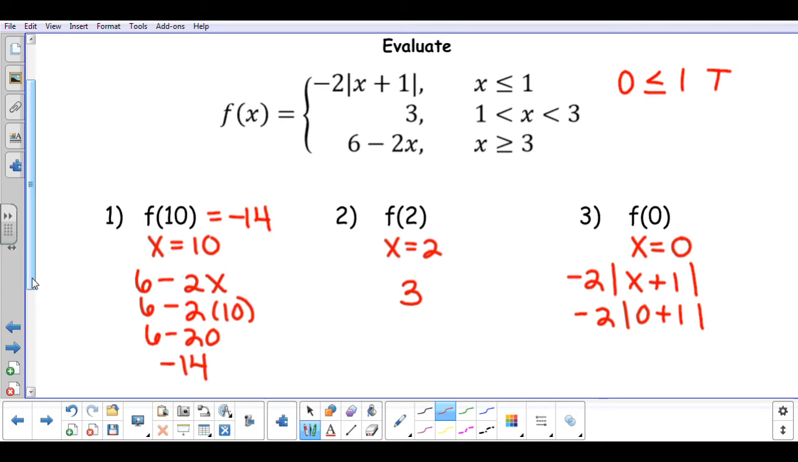We're going to use our order of operation rules. So I'm going to do 0 plus 1 since that's inside of my absolute value, and that's going to give me 1. The absolute value of 1 is 1, so -2 times 1 will give me a value of -2. So our value here will be -2.